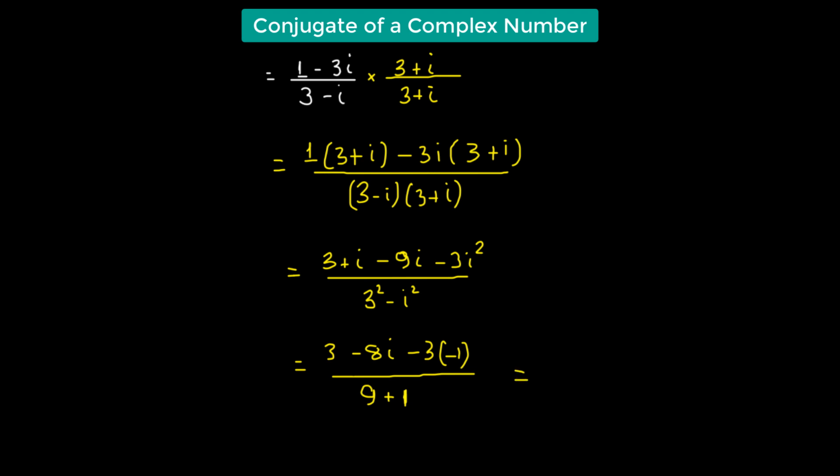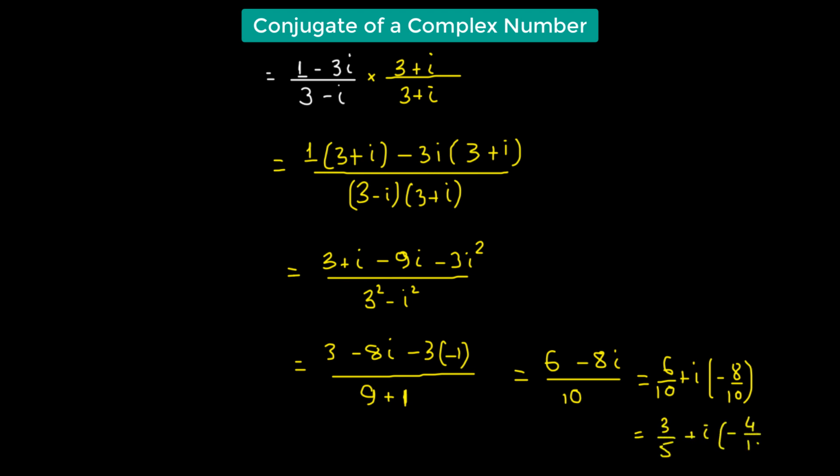So that finally gives us 3 plus 3, which is 6, minus 8i divided by 10, which is equal to 6 over 10 plus i times negative 8 over 10. Or in the simplified form, we have 3 over 5 plus i times negative 4 over 5. So this is the final answer. Let's move on to the next question.